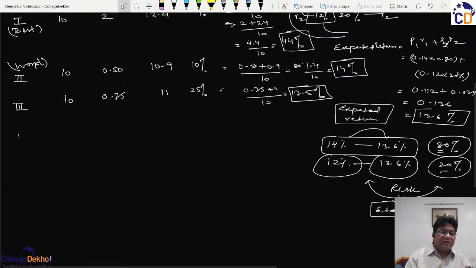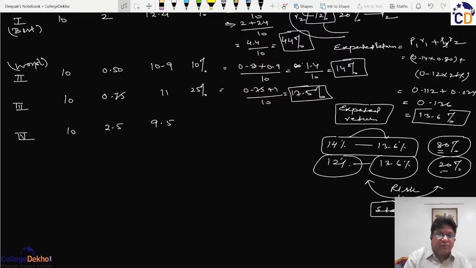Similarly, if we take another mid scenario where the price of rupees 10 is expected to give a dividend of rupees 2.5, but the market price is going to reduce to 9.5 and there is a 15% probability of it. So this will come out to be 2.5 plus minus 0.5 upon 10. So this will give a return of 20%.